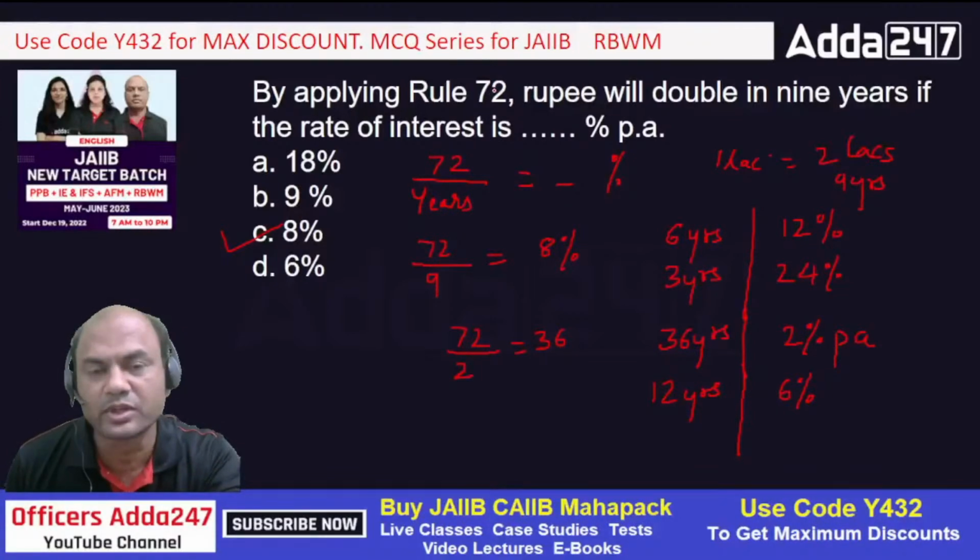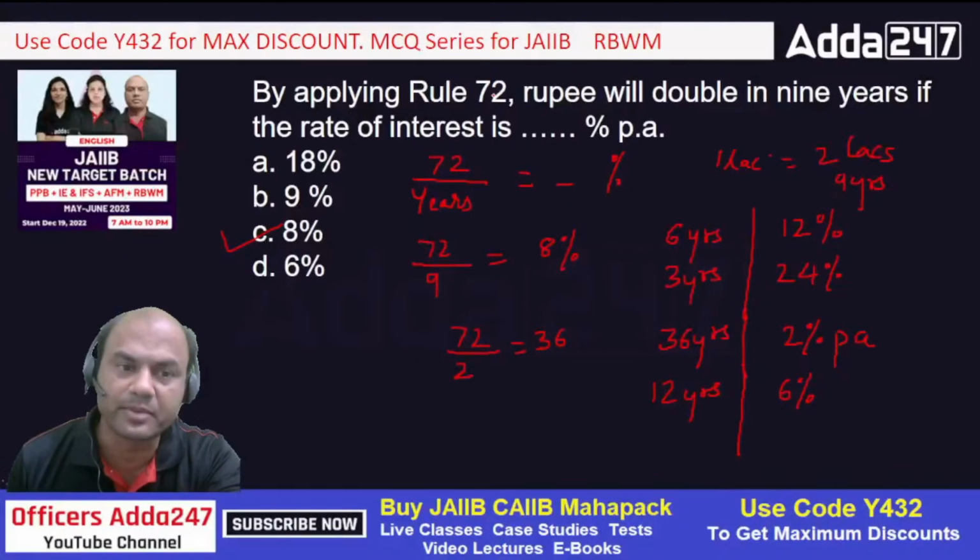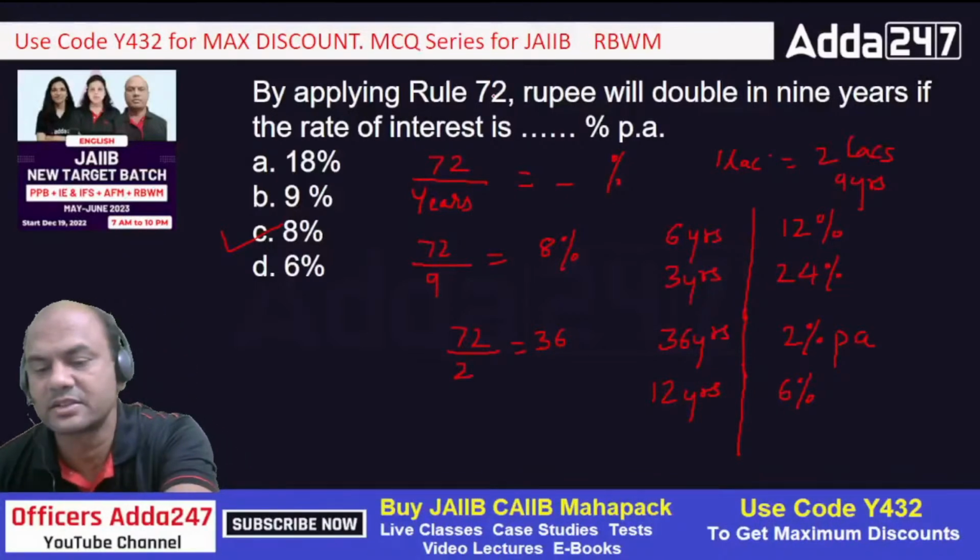So everyone understood this rule of 72? Type yes in the comment section. Type yes. Everyone type yes.